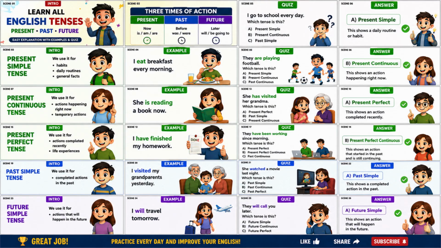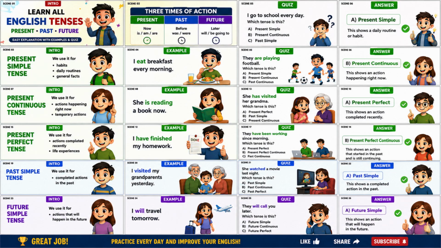Present continuous tense. Now let's learn present continuous tense. We use it for actions happening right now. Example: I am studying English. She is cooking dinner. They are playing outside. Look at the helping verbs: am, is, are. Structure: subject plus am/is/are plus verb-ing. Example: he is sleeping. Can you say it? He is sleeping. Excellent.